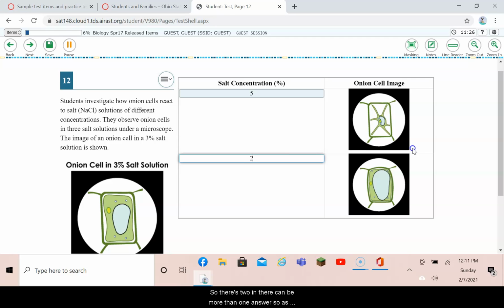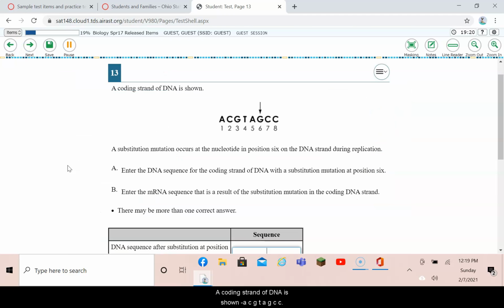Remember, there can be more than one answer. So as long as you have more than 3 in this bar and less than 3 in this bar, you'll be okay. Just remember, with osmosis, water goes from a higher concentration to low. So wherever there's the most water, it will go to where there's the least. Okay? Good question.